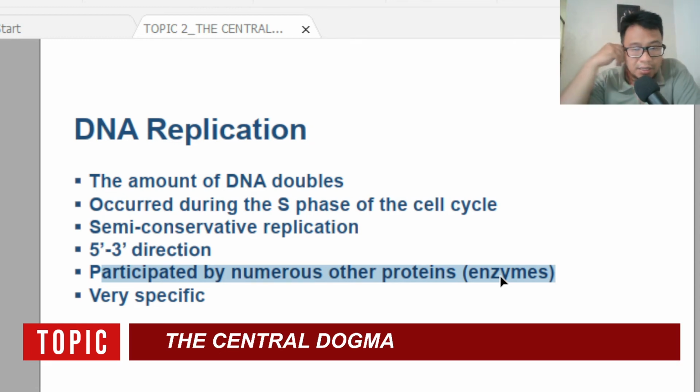Okay? And the DNA replication is very specific, okay, and very accurate. Okay? Meaning to say, it should be 100% accurate, because kung naaga ni malian na, then it can lead to mutations, which is actually bad. Okay? So DNA replication is the doubling of the amount of DNA inside a cell.